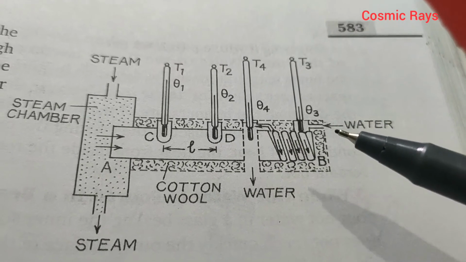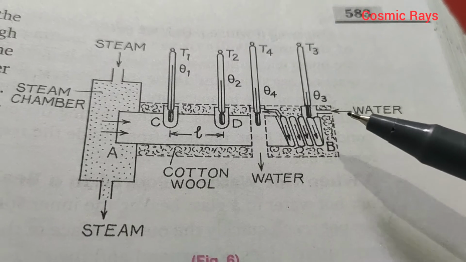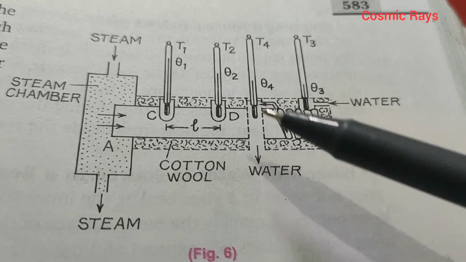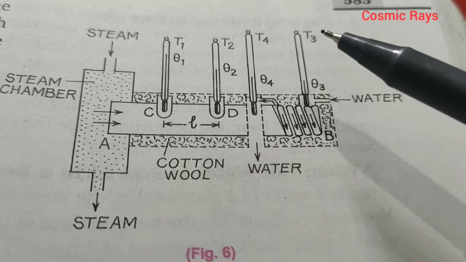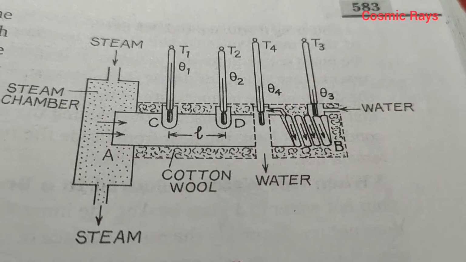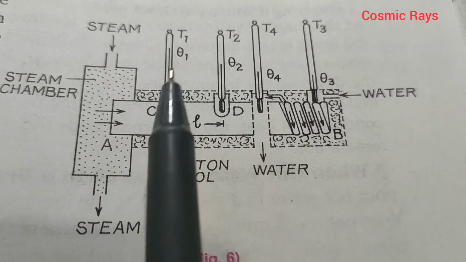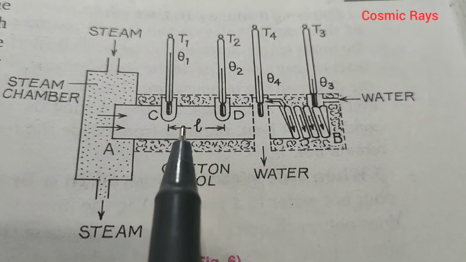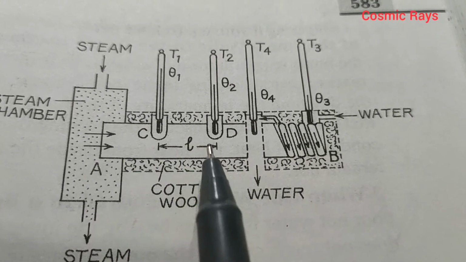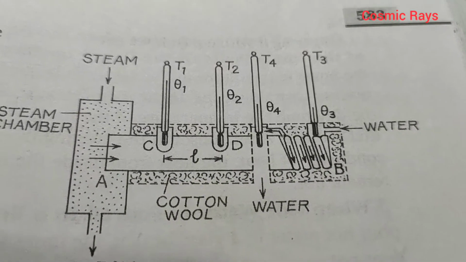There is a thermometer placed to take the reading of the temperature of the inflowing water and another to take the reading of the temperature of the outflowing water. They are thermometers T3 and T4. Now there are two other thermometers, T2 and T1, which are placed at a distance L from each other. These two thermometers are towards the side A.